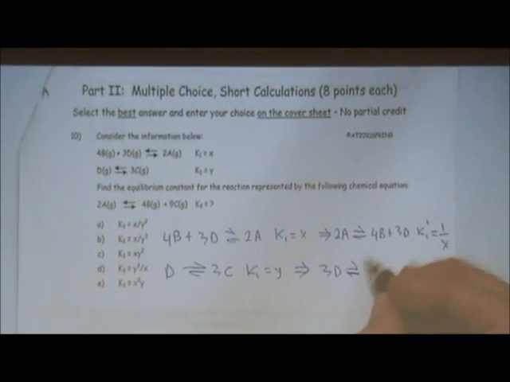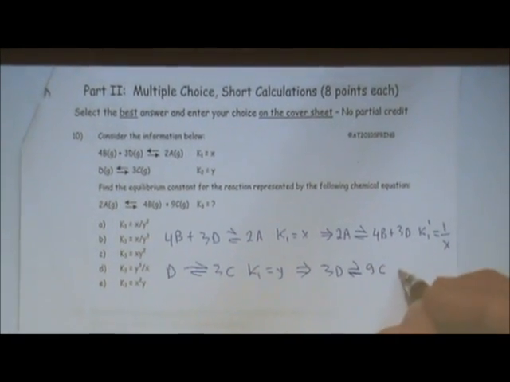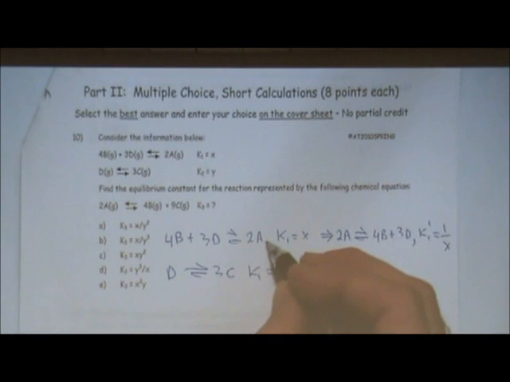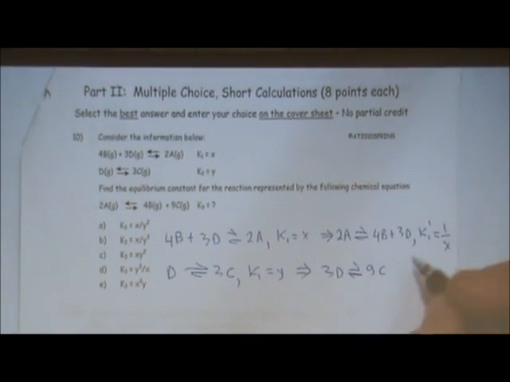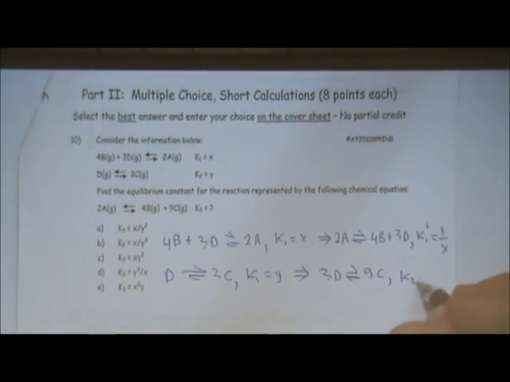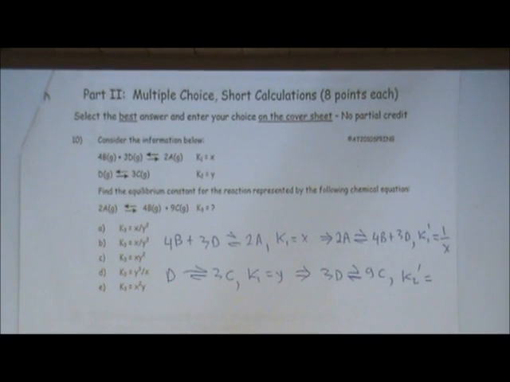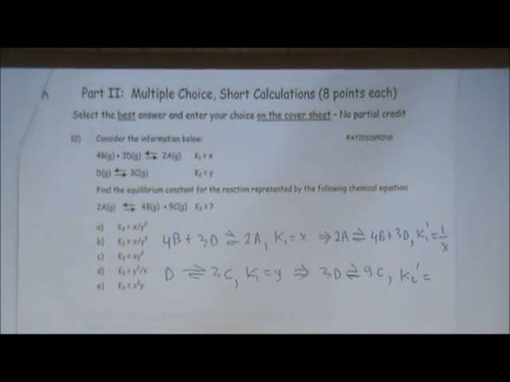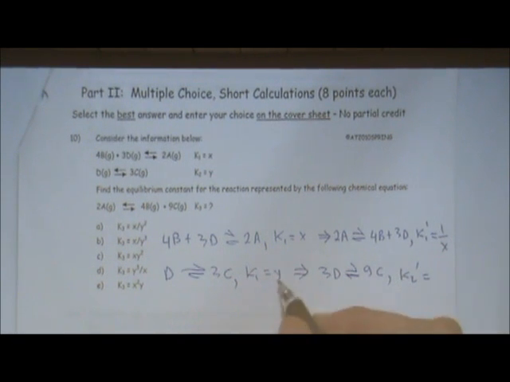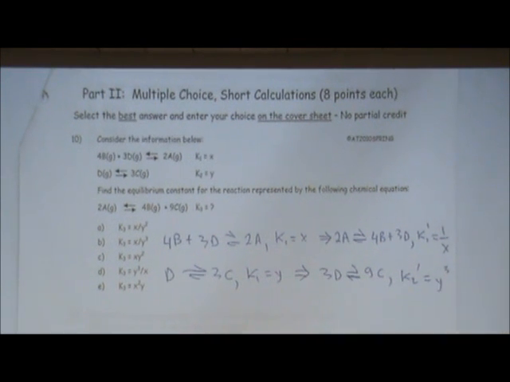Will give you 9c. And now we're going to have a new equilibrium constant, let's call it K2 prime, which is going to be, if we multiply the coefficients of the equation by a number, then we raise the equilibrium constant to that power. So if this has y, when we multiply by 3, this becomes y to the 3.